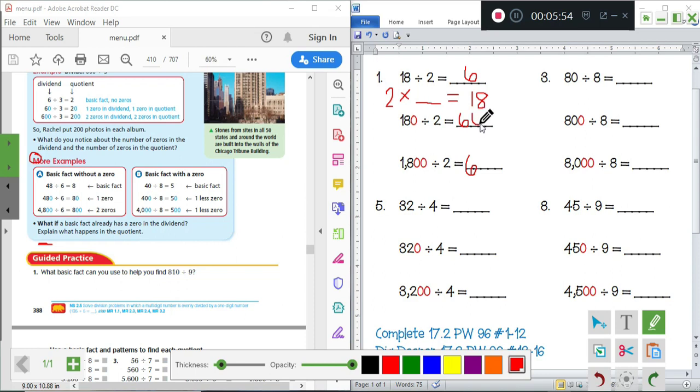Excellent work. It equals 60. How many zeros have been added to my dividend? Exactly, there's been 2. So 1,800 divided by 2 will then equal what? Do I need to stop and divide this up, or can I use some mental math? Great job, exactly. It would be 600.